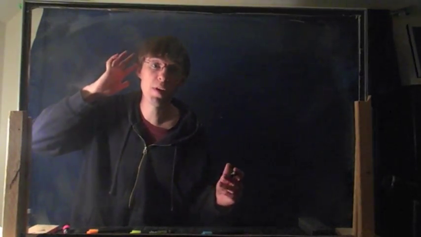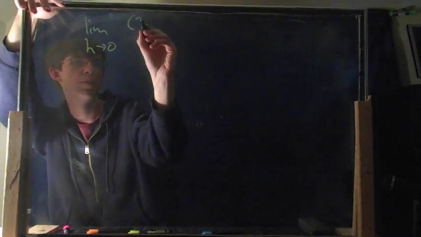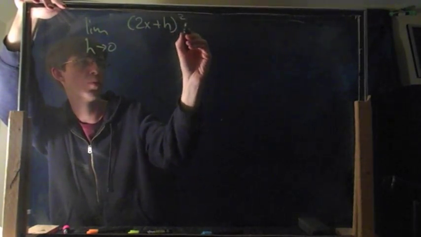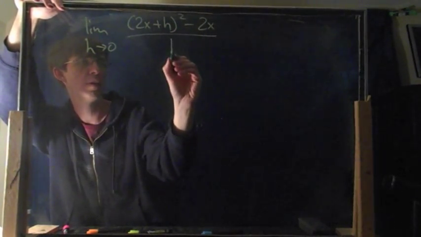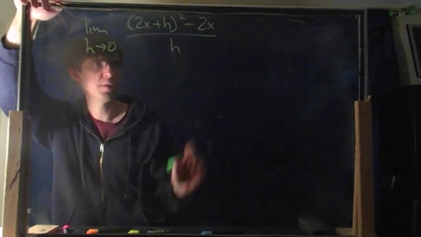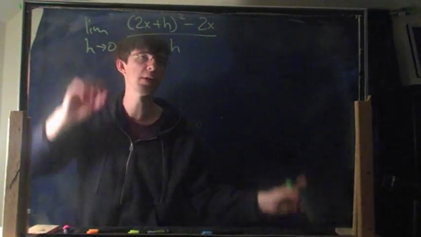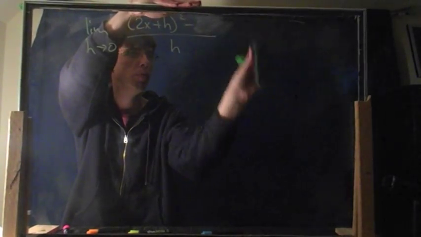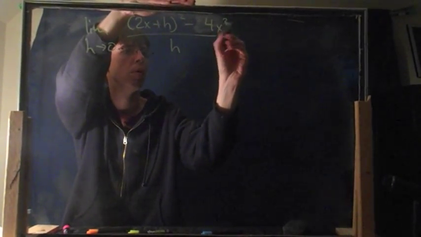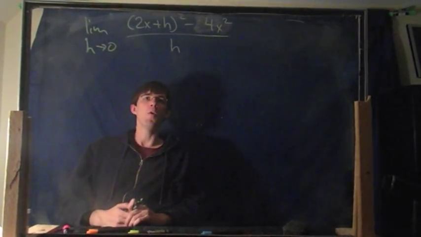All right. One last example. We're going to see this fairly often over the next couple of times. Sometimes you're going to have extra variables inside of the formula that you're taking the limit of. Here's an example of that. Let's do the limit as h goes to 0 of (2x plus h) squared minus 2x divided by h. Sorry, this is not what I meant. I want 4x squared here. All right, there we go.